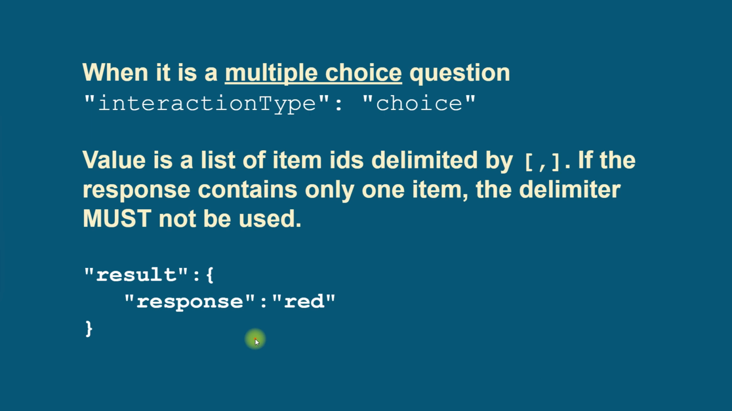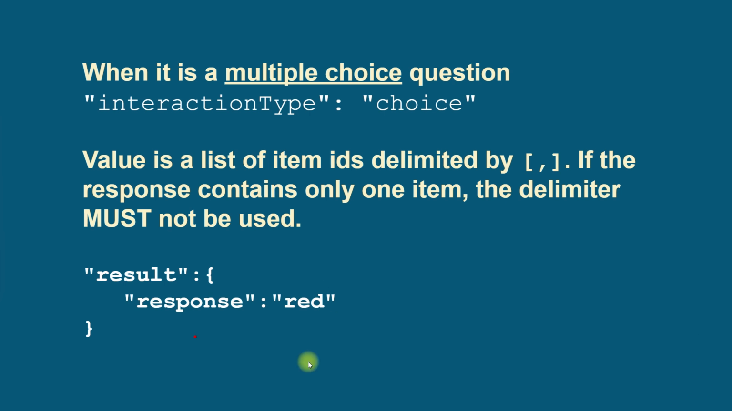So, for example, if you have a multiple choice question and it says, I don't know, what color is a stop sign? And there's a bunch of choices and one of the choices is red. The user picks red. This is what their response would look like. If they pick green, it would probably say green here. But these are a list of item IDs delimited by this. We'll show you the delimiter in a minute. So red is really an ID for our choice that was red. So anyway, this is basically saying, again, our user picked the choice red in the multiple choice question.